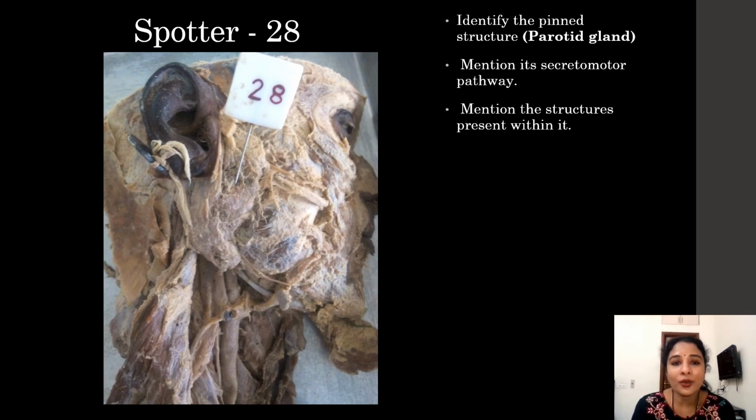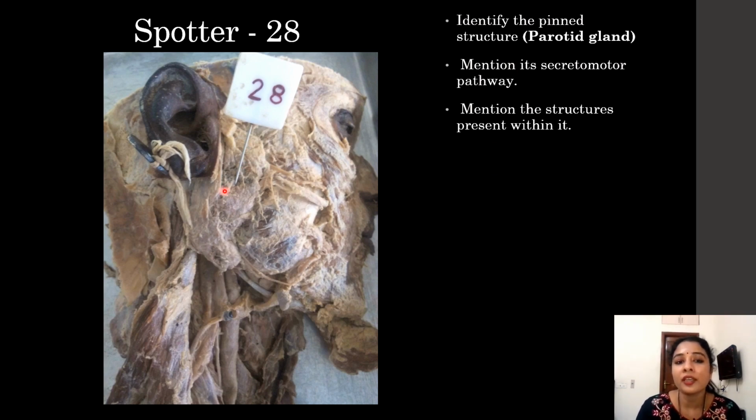Next, going on to parotid region. So this is the parotid gland, which is a large pyramidal shaped gland, which is a major salivary gland. You can see the apex is directed downwards. So the common sub-questions asked with the parotid gland are secretomotor pathway and structures present in it.